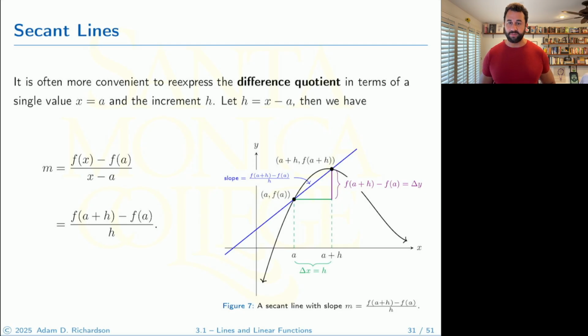So we're going to look at this picture some more, but what I want to show you is how we are just changing the structure of the difference quotient. Let me emphasize this. No values have changed here. The line has not changed. The function has not changed. The points have not changed. The slope has not changed. The only thing that is changing here is how we label things.